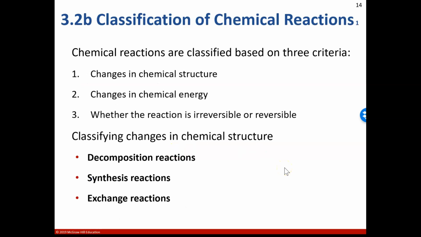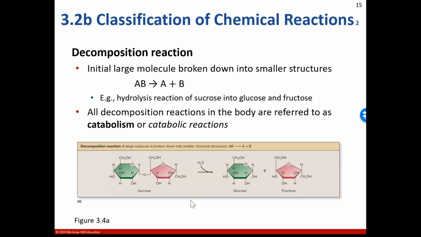Our chemical reactions are classified based on three criteria: whether we have changes in their chemical structure, changes in chemical energy, and whether the reaction is reversible or irreversible. And we can also classify it based on the changes in chemical structure into decomposition reactions, synthesis reactions, and exchange reactions. Our decomposition reaction shows that we have an initial large molecule broken down into smaller structures.